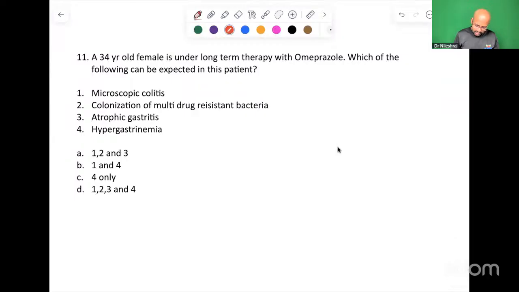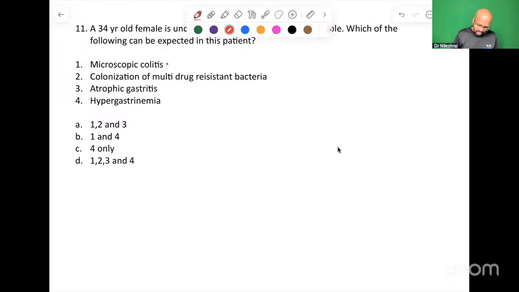A 34-year-old female is under long-term therapy with omeprazole. I don't know why she is under long-term therapy with omeprazole. Which of the following can be expected in this patient? Microscopic colitis, colonization of multi-drug resistant bacteria, atrophic gastritis, and hypergastrinemia.